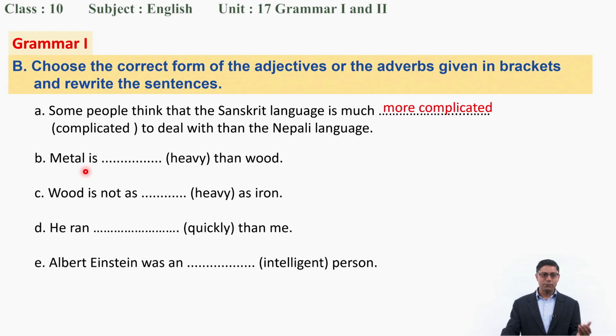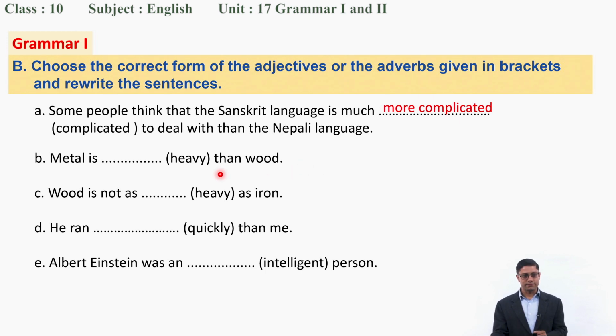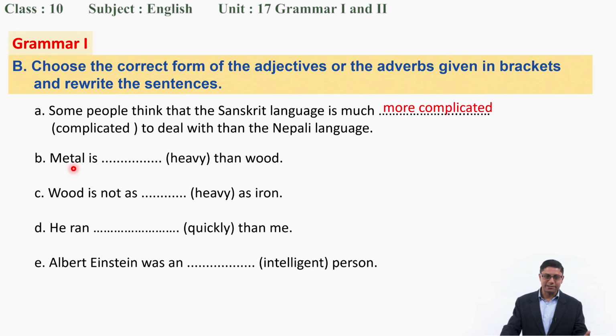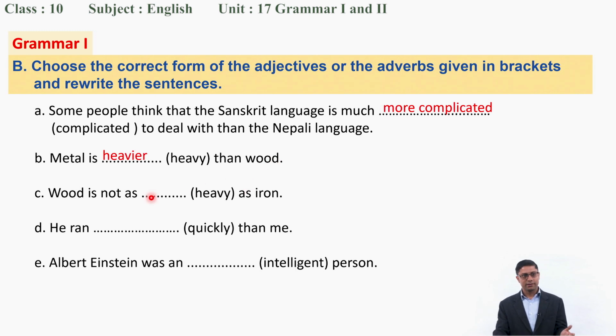Okay. In the same way, metal is then wood. Which degree? Positive, comparative or superlative? Okay, very good. Again comparative because we are making a comparison between metal and wood. So heavier. In the same way, look at the third one. Wood is not as iron. See there, when there is as, we use as adjective as, or as adverb as, positive degree, we have already discussed. So certainly it's heavy.